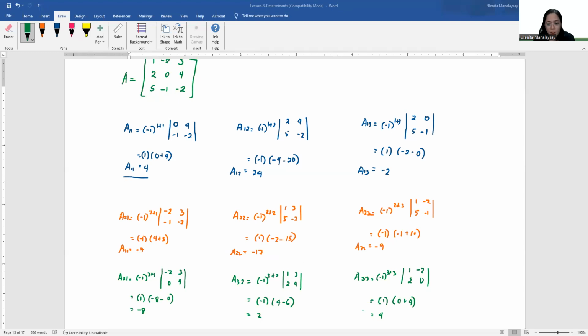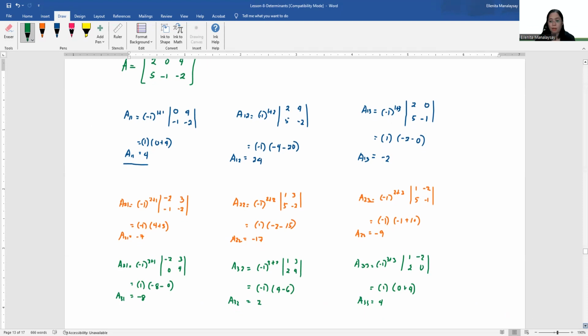So these are the cofactors of each of the entries of matrix A. So this is A32. Let me label this. This is A31, then this is A32, then this is A33. So this is a recall on how we get the cofactors.